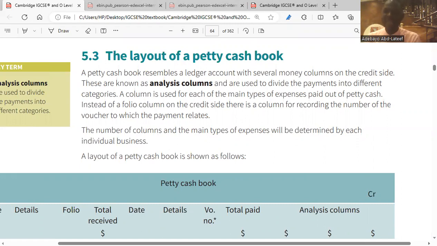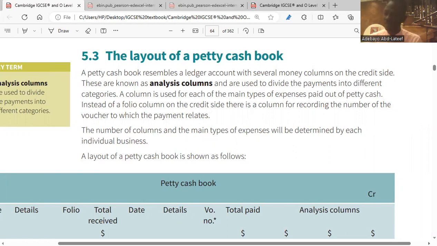Why do we have every balance on the credit side? We have every balance of the petty cash book on the credit side because the petty cash book is used mainly to pay out. Do you get the point? The only thing that comes back is the receipt or the voucher, the payment voucher.